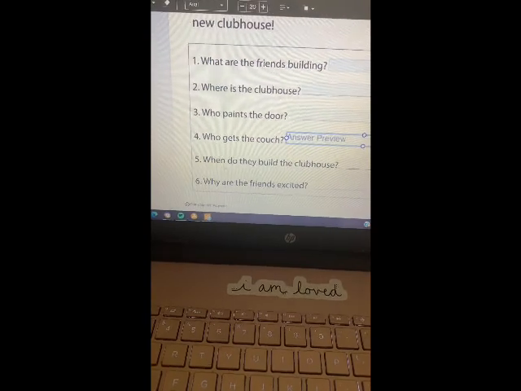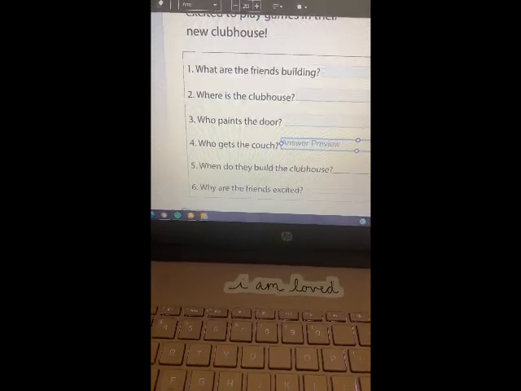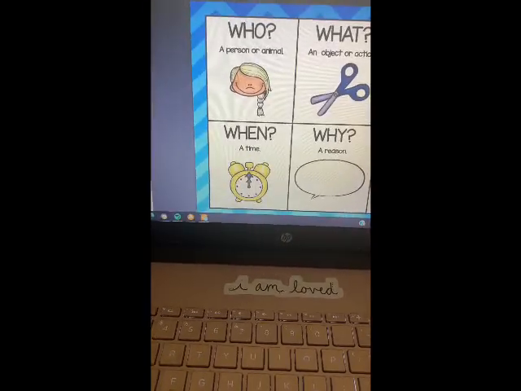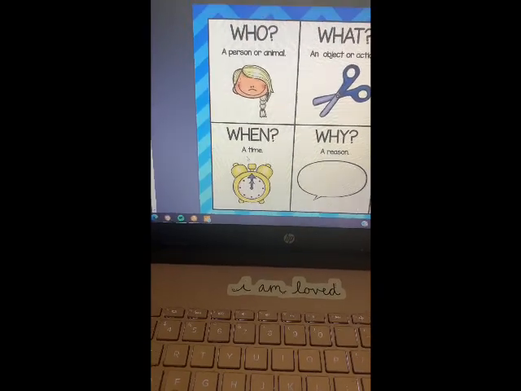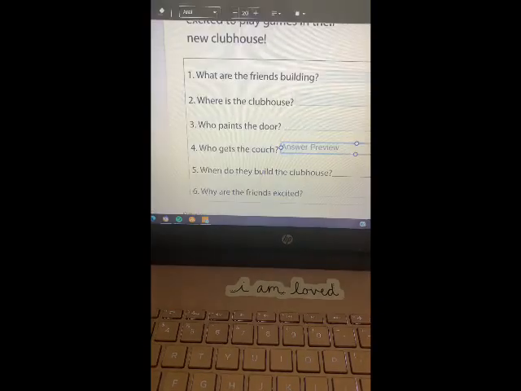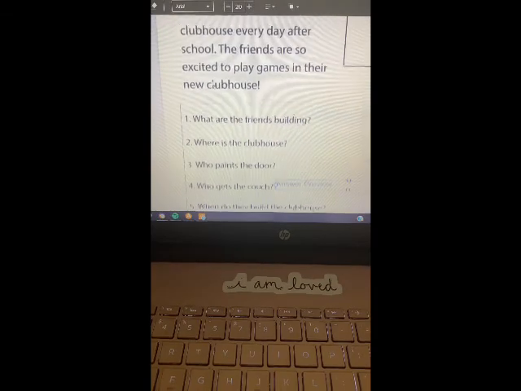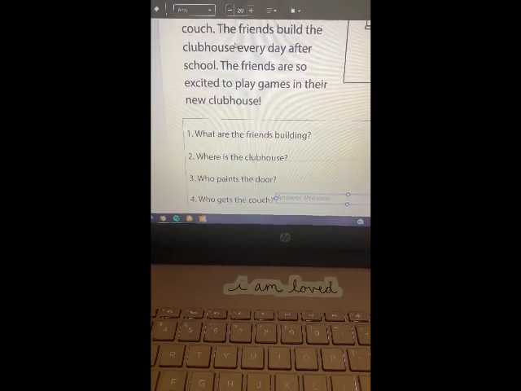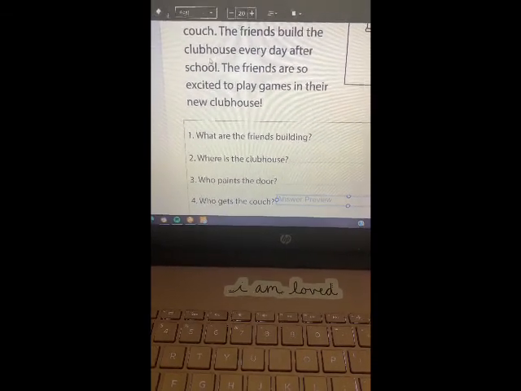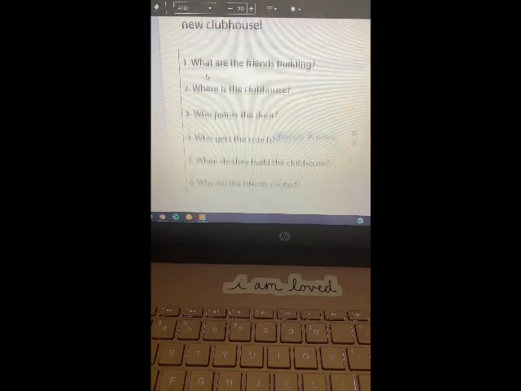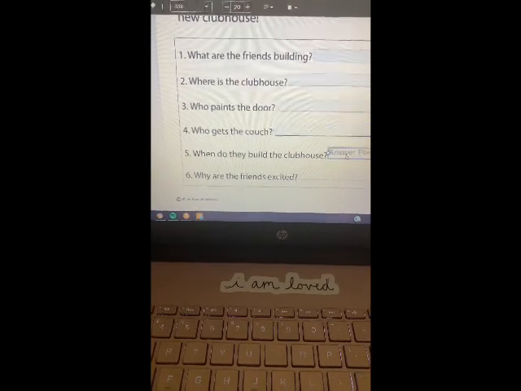Next is, when do they build the clubhouse? So let's go back and see on our poster what when means. It's a time. So we need a time of when they're building the clubhouse. It says the friends build the clubhouse every day after school. So they're getting it done after school. We could type that in here.